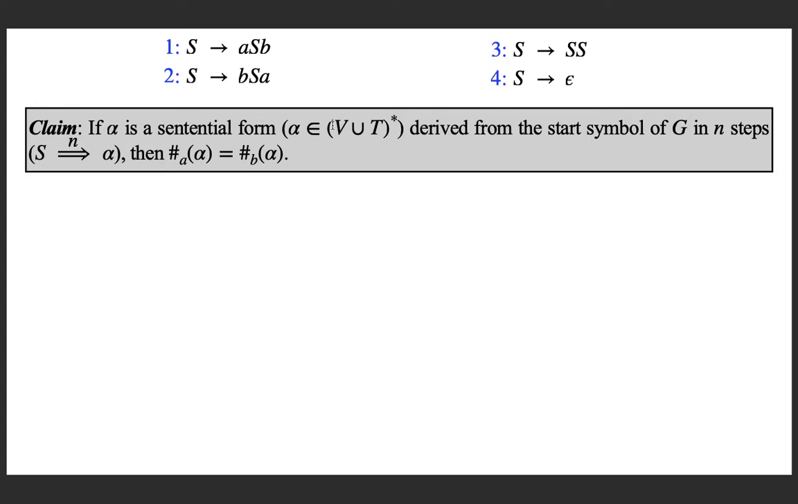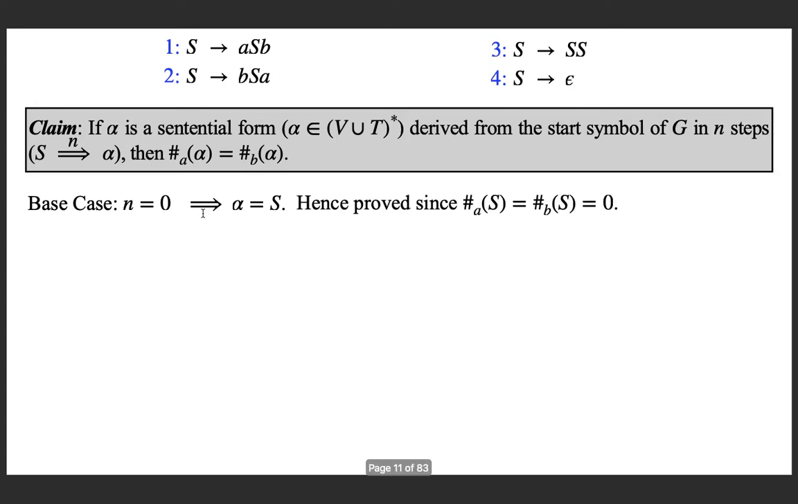For the induction base, see what happens when the number of steps is 0. When the number of steps is 0, you have not applied any production, so what you derived is the start symbol only. So alpha is what is derived, which is same as the start symbol because nothing is applied. In this case we are done because the number of a's in S is 0, which is same as number of b's because no a's and b's, only S.